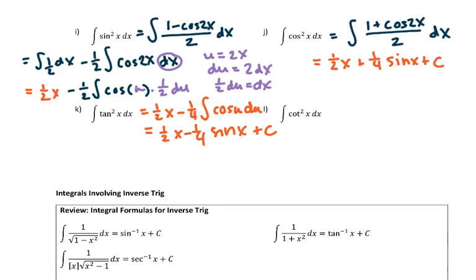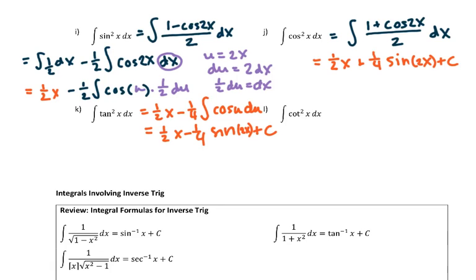Oh, Miss Wright did something very wrong, and I just realized it. This should not be an x, because our u was a 2x. I hope some of you caught that. My bad. That kind of makes a difference. All right, there we go.